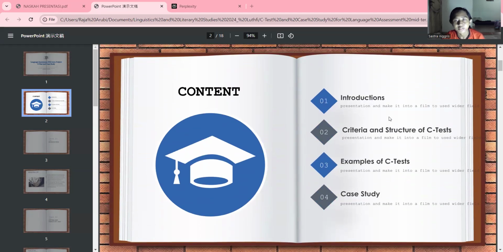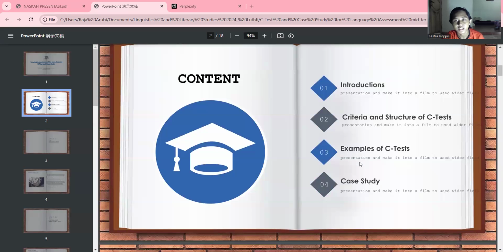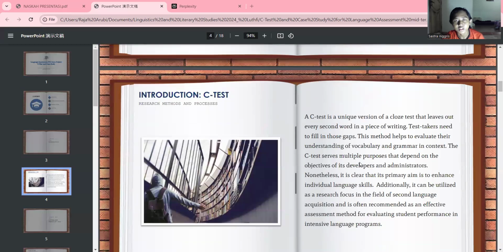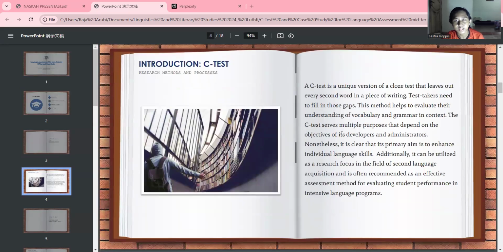Here is our content today, what we discussed. First, there are introductions, criteria and structure of C-test, example of C-test, and case study. Okay, now we move into the first, introductions.